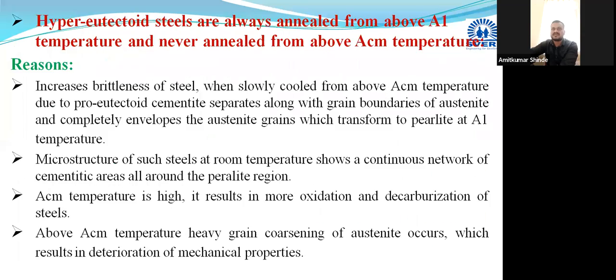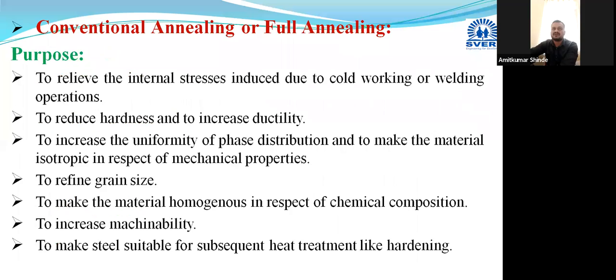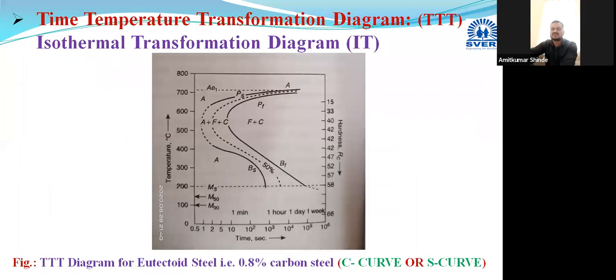In yesterday's evening session, we discussed the concept of the time temperature transformation diagram, that is the TTT diagram, which is also known as the isothermal transformation diagram, that is the IT diagram. Depending on its shape, as it has a C type or S type shape, it is also known as the C curve or S curve.